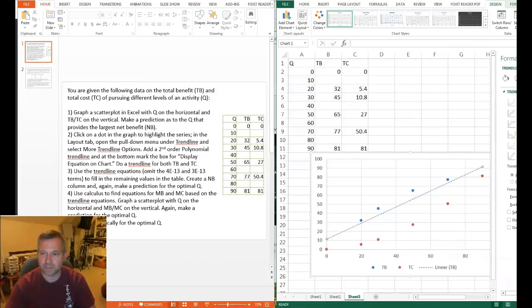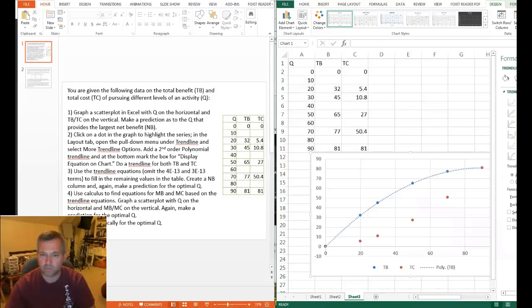I've got these options here, and I said to do a second order polynomial. So the default is just this linear, this straight line, and that's okay. It certainly doesn't hit all the dots very closely, especially the beginning and the ending ones. But if I do this second order polynomial, so it's a polynomial of order 2, and at the bottom, mark the box for display equation on chart.